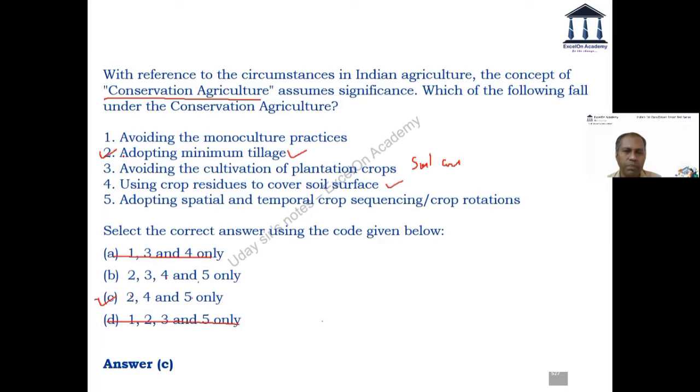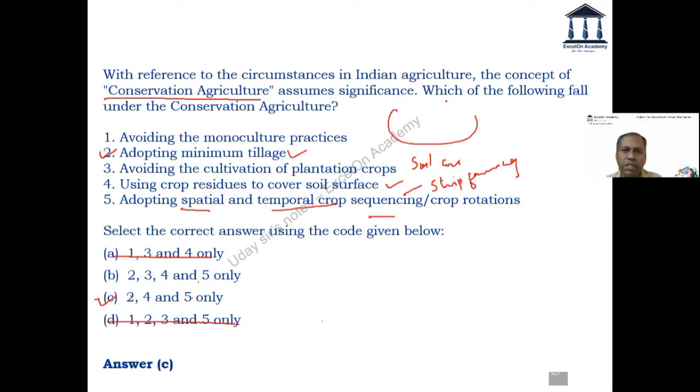2 talks about minimum tillage. So minimum tillage means you are actually doing water conservation also. Okay. And 4, you are doing soil conservation and moisture conservation both. And 5, adopting spatial and temporal crop sequencing and crop rotation. Yeah, which we have discussed. If you remember, we looked at strip farming. Yeah, I'm explaining that now. Adopting spatial and temporal crop sequencing.